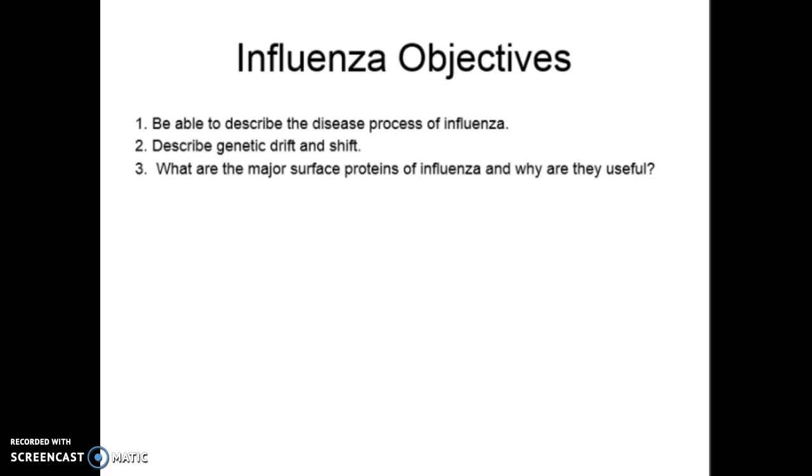Be able to describe genetic drift and shift, as these are very important to the reason why we need to get yearly vaccines, and why every once in a while, say every 10 years or so, we have a major issue worldwide with influenza. And then also recognizing the surface proteins on influenza that are helpful in their own quest to infect cells, as well as the role of those proteins in creating a vaccine.